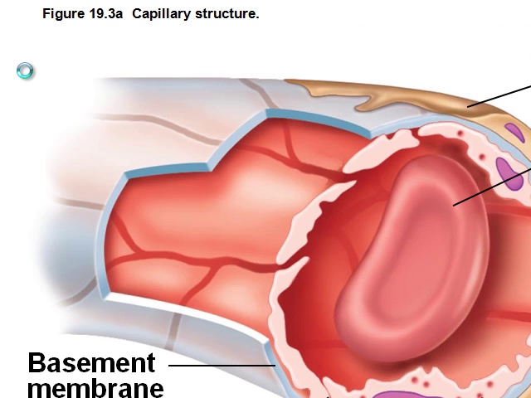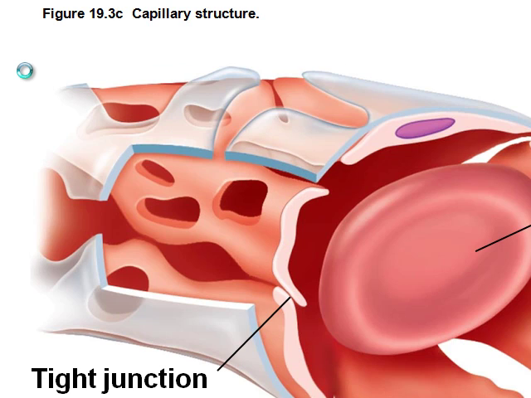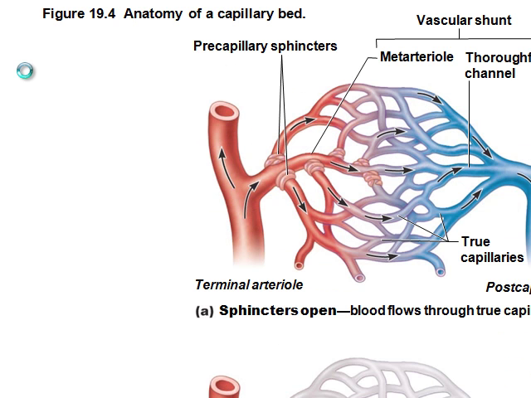So continuous, nice and tight, endocytosis, exocytosis. Fenestrated, got some windows there, movement a little bit faster. And then the sinusoidal, kind of Swiss cheese-like, it can actually pass cells in through. So the capillary beds themselves have control. There's control over movement, and we try to slow it down a little bit when blood hits the capillary beds.